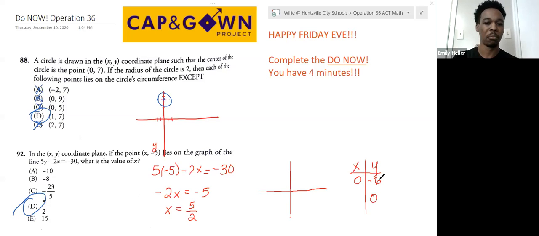Okay? Let's let X equal 0. That means I'm taking this part out. 5y equals, oh, I'm sorry, I meant to say x. Y is equal to 0. Sorry about that. Okay, negative 2x. So x times that will give me negative 30. So that has to be 15.